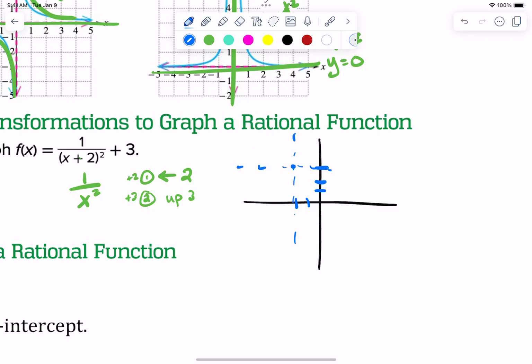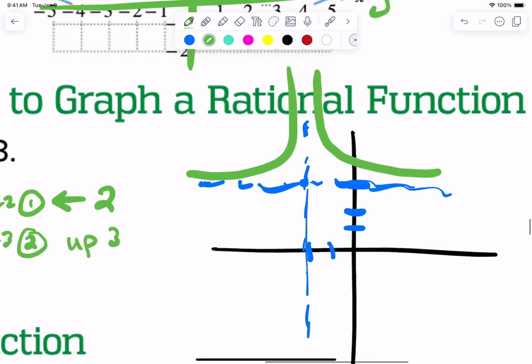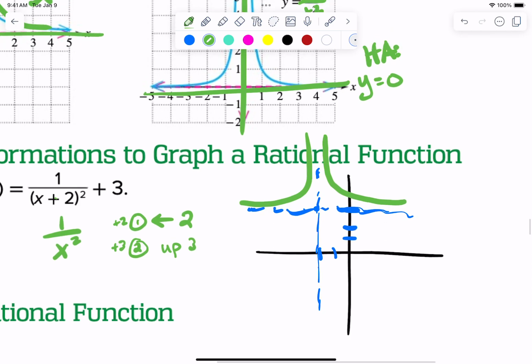Here's my VA, here's my HA. Okay? So instead of him being at 0, 0, there's where he connects. I go left 2, up 3. There's where he connects. And now what do I do? I've got to draw the volcano from there. But that's how I can move him. Rather than doing all sorts of weird, crazy things, I just remember the transformations, find the parent function. That's what he looks like.